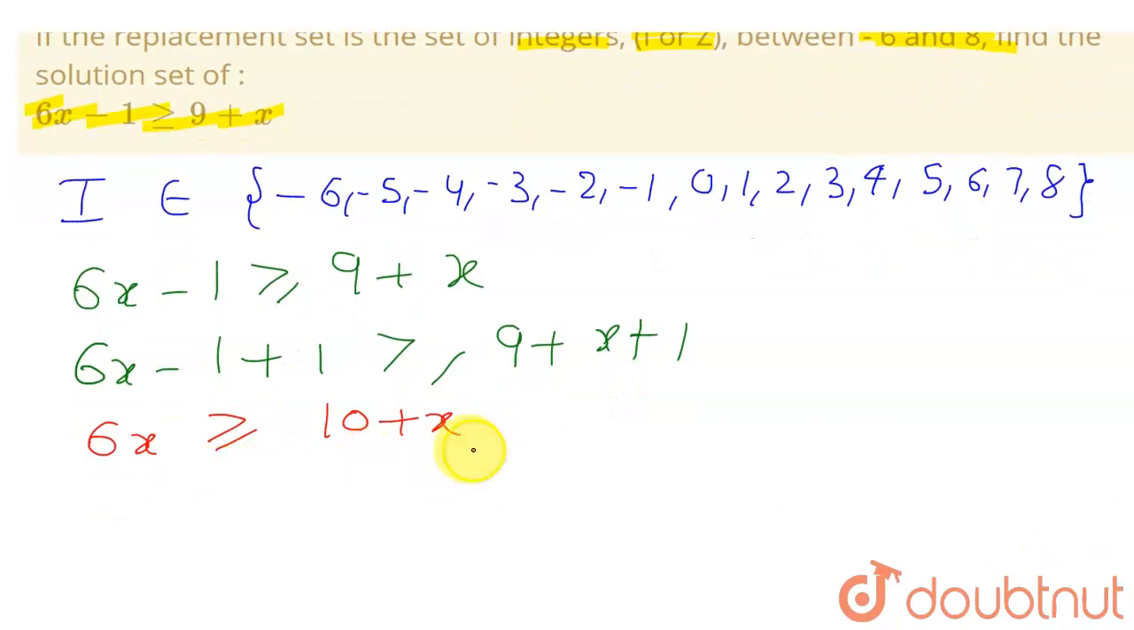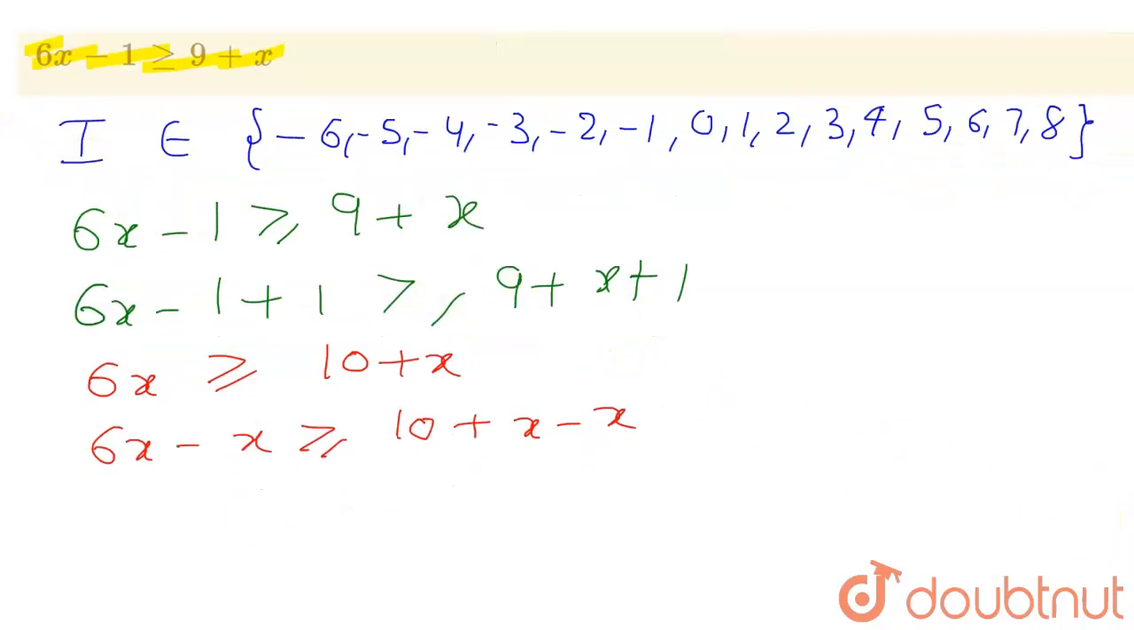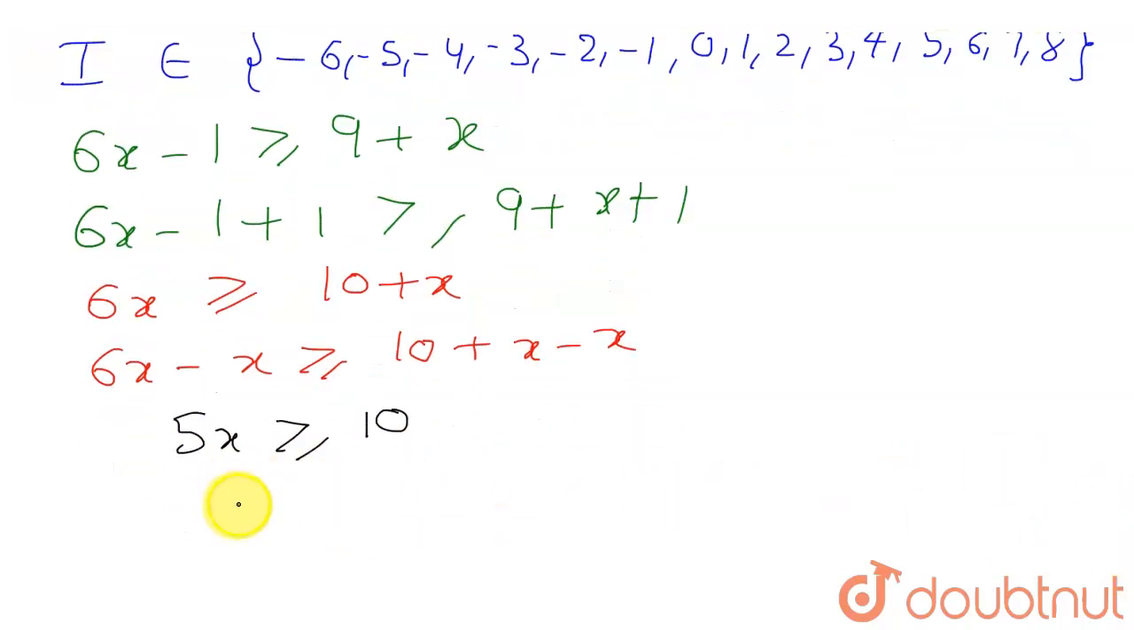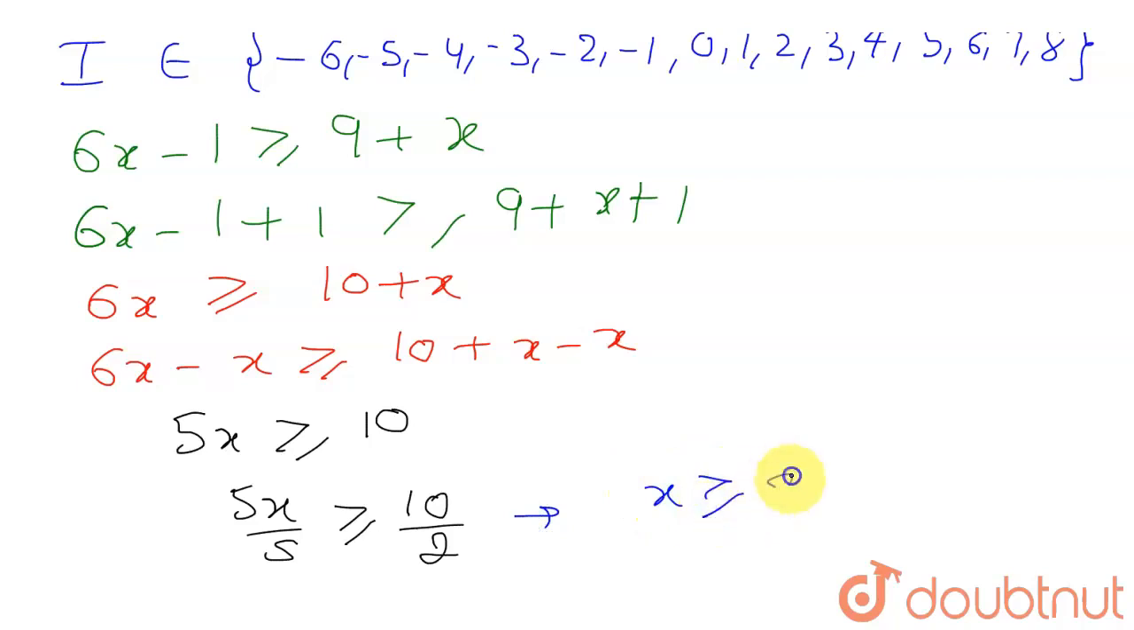Now I will subtract x on both sides. So I will get 6x minus x greater than or equal to 10 plus x minus x. If I solve this, 6x minus x gives me 5x greater than or equal to, and plus x minus x cancel out each other, so we are left with 10 on the right hand side. Now if I divide by 5 on both sides, I get my final result, which is x greater than or equal to 2. So this is our final inequality.